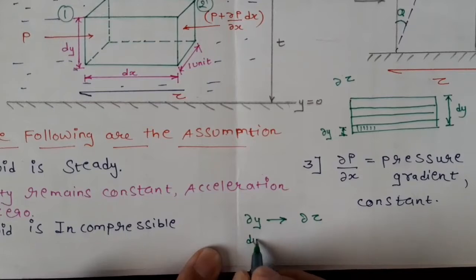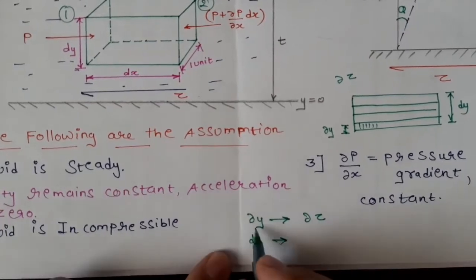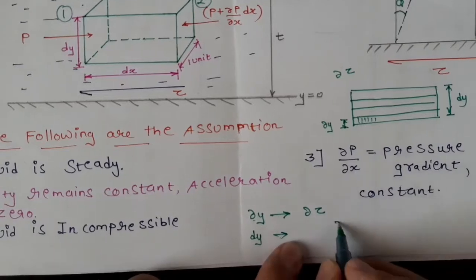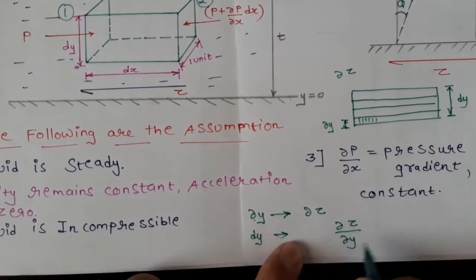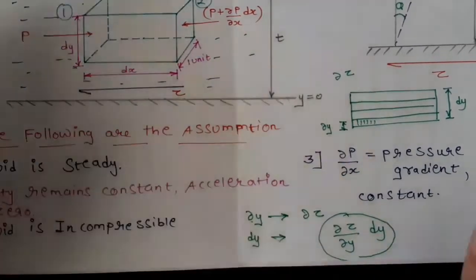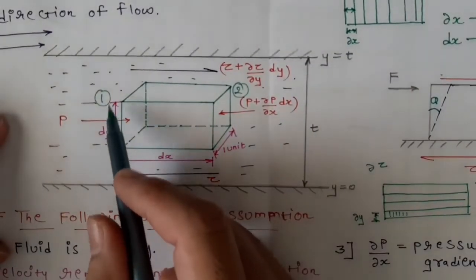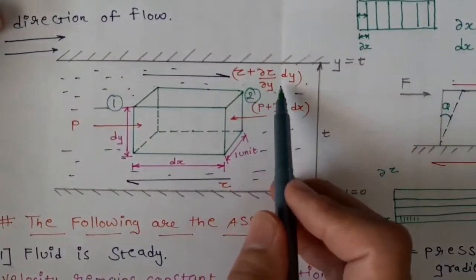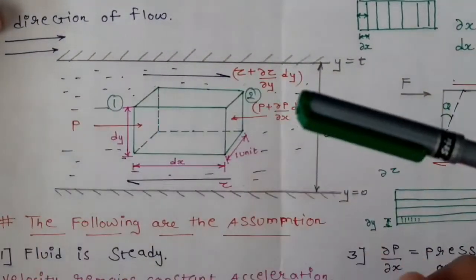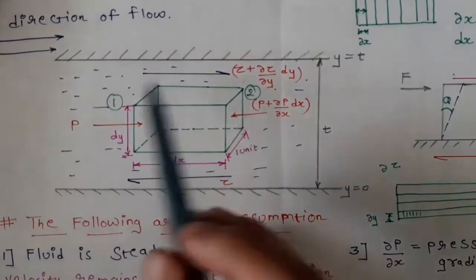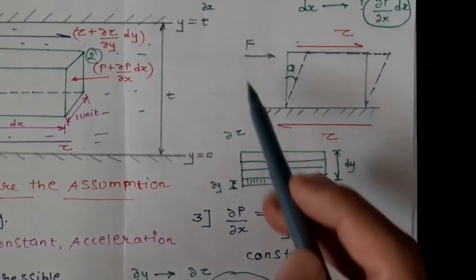So for dy, how much stress will there be? This term will go downwards and this term will go in multiplication, and we get del tau by del y into dy. This is the increase in the stress if we move a distance dy upward. So tau plus del tau by del y into dy will act in the positive x direction, and only the shear stress tau will act in the negative x direction. This concept came from here.